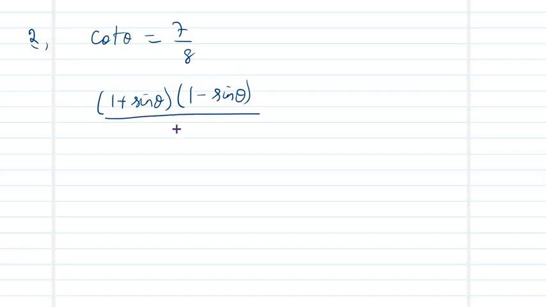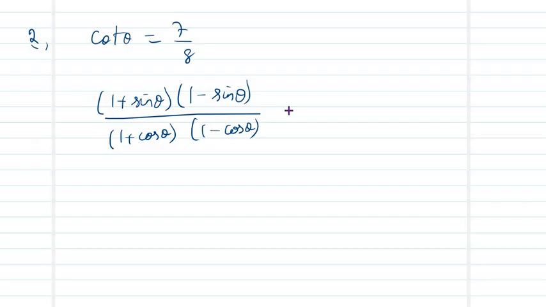Where cot theta is equal to 7 by 8. When cot theta is equal to 7 by 8, we just have to find the value of (1 plus sine theta)(1 minus sine theta) by (1 plus cos theta)(1 minus cos theta). How much is this value? Now how are you going to find out?